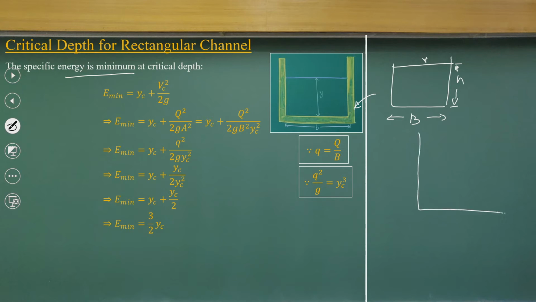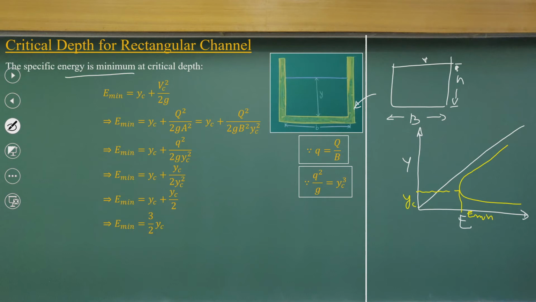So, basically we are looking at it again. I am drawing the specific energy curve. So, this is E minimum. We are looking at the conditions for E minimum versus YC, the critical depth. This is the YC. What is the relationship of E minimum with YC for a rectangular channel?